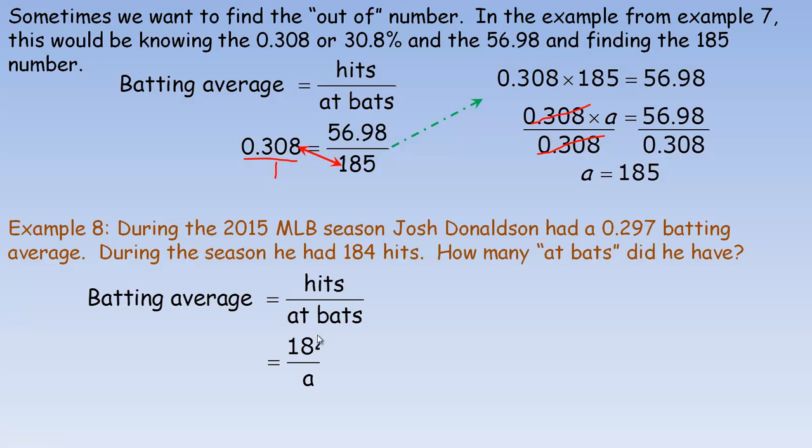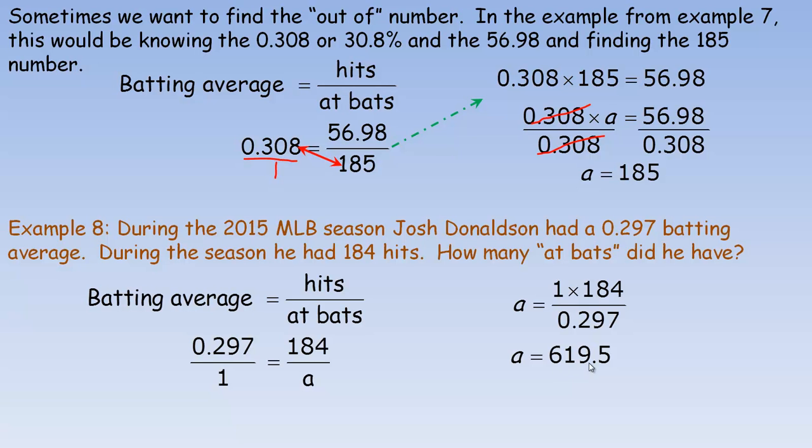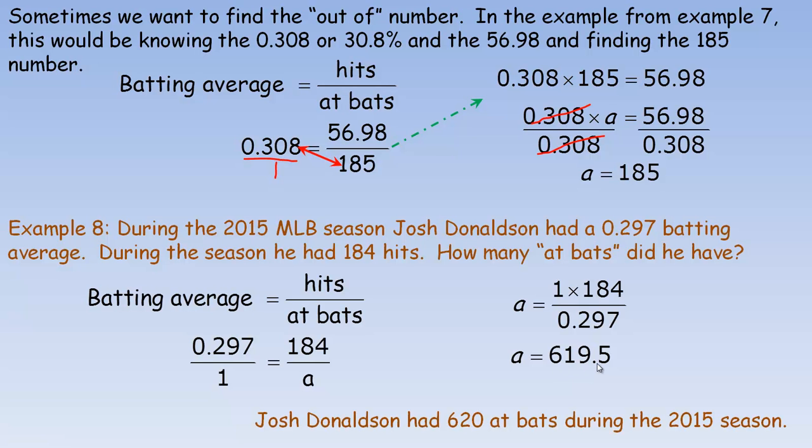The number of hits is 184, and we're trying to find how many at-bats he had, and we're told that the batting average is 0.297. Again, you can think of the 0.297 as 0.297 over 1. So we'll cross multiply. To get A, we multiply the 1 by the 184 and divide by the third number, the 0.297. So 1 times 184, which is 184, divided by 0.297 gives us that number. It's 619.5, which would round to 620. So he had 620 at-bats during that season. And that's the last example.